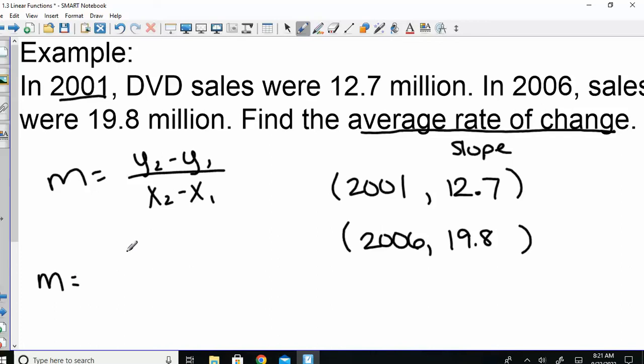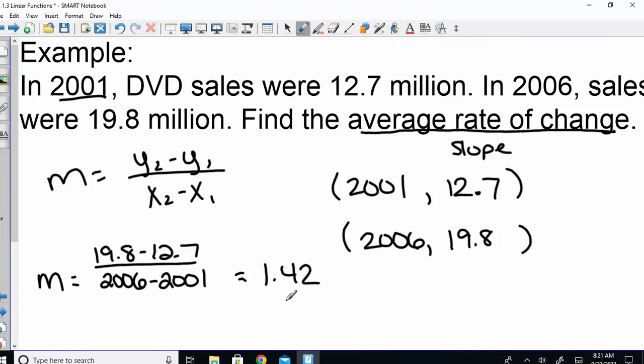So now we have our 2 points, so we can do our slope. 19.8 minus 12.7 over 2006 minus 2001. Okay, in this scenario, I would expect labels. So this is something that people tend to struggle with a little more, knowing how to label it. So go back to this fraction. 19.8 and 12.7. What did those numbers represent?